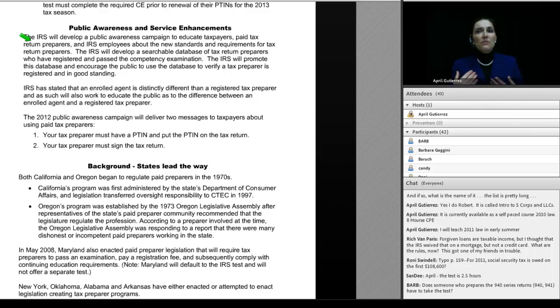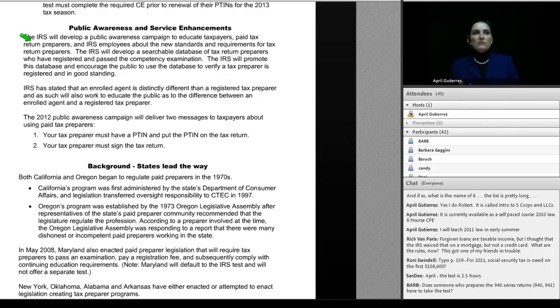The IRS has also stated that it will inform the public of the difference between a registered tax return preparer and an enrolled agent. They do want the public to understand that there is a difference, and that tax preparers have only limited practice rights compared to enrolled agents and CPAs and attorneys who have full practice rights.